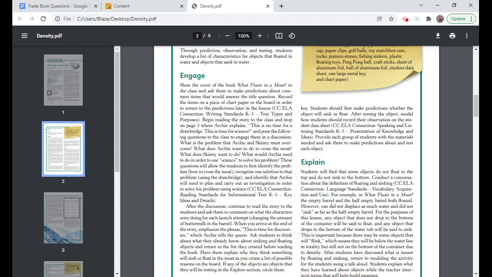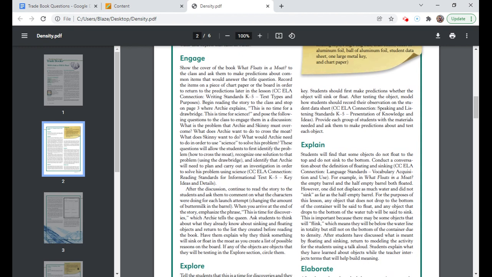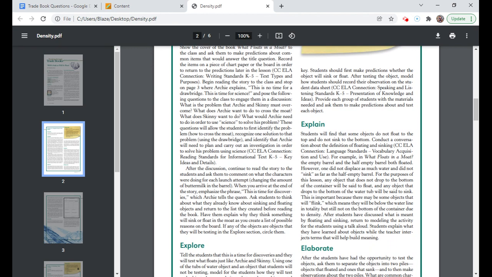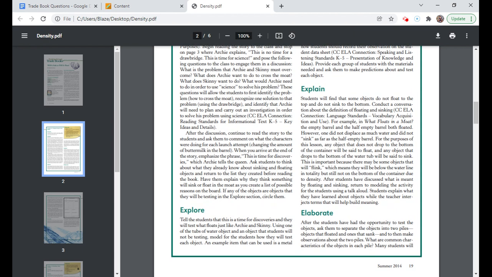They don't know that yet, so they make a list, and reading more into the story, the teacher will ask questions that revolve around the topic, like what's a problem that Archie and Skinny are having and what must they do to overcome it. After reading the story, the students will discuss, and they will already have an idea of what will sink or what will float, and they'll have to explain why they think that certain object will float or sink.